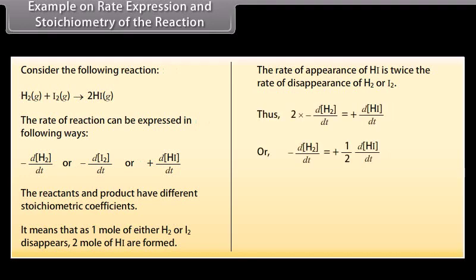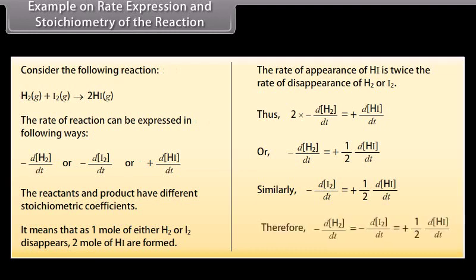Thus, minus d[H2]/dt is equal to plus 1/2 d[HI]/dt. Similarly, minus d[I2]/dt is equal to plus 1/2 d[HI]/dt. Therefore, minus d[H2]/dt is equal to minus d[I2]/dt is equal to plus 1/2 d[HI]/dt.